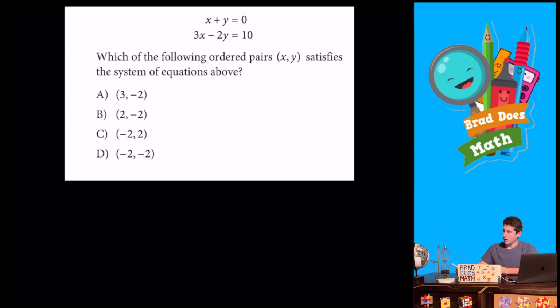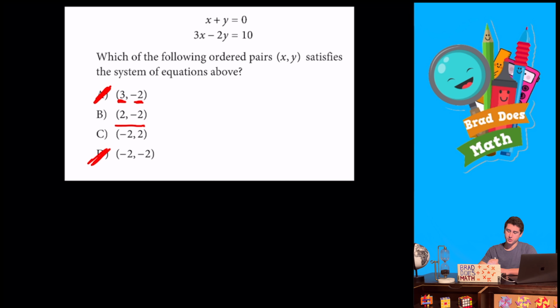All right. Next question. Which of the following ordered pairs satisfies the system of equations above? We could do substitution or elimination like we just did. However, I recommend just plugging in the answer choices, especially since that top equation is so easy, right? X plus y does not equal 0 here. 3 plus -2 is 1. And same here. 2 plus -2 is not 0. 2 plus -2 is -4. So A and D are out. B and C both work with the top equation. So let's try the bottom one.